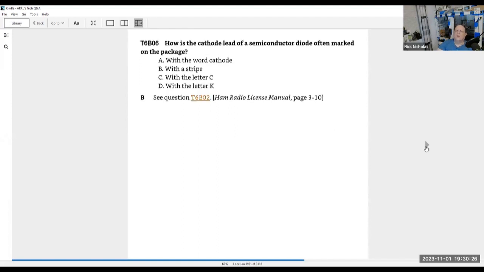How is the cathode lead of a semiconductor diode often marked? The cathode lead is the negative side of anything. And the cathode lead on a diode will have a white stripe, a ring around it on that side of the diode, so you know which direction the diode has to be put in the circuit.